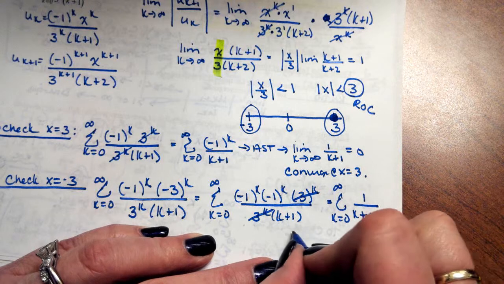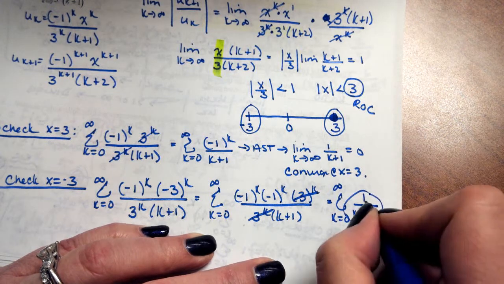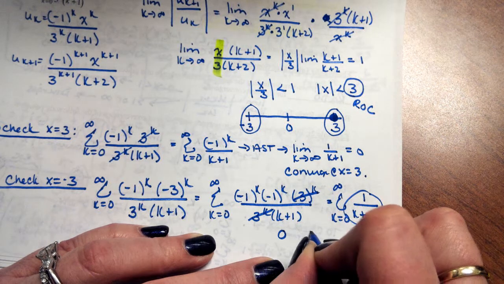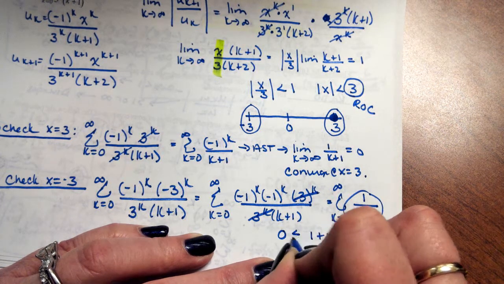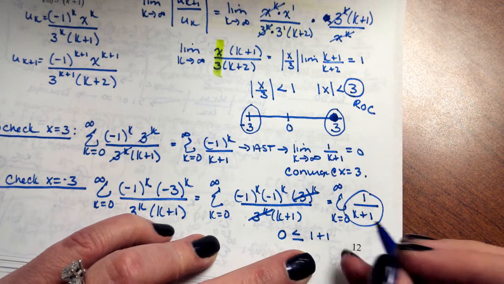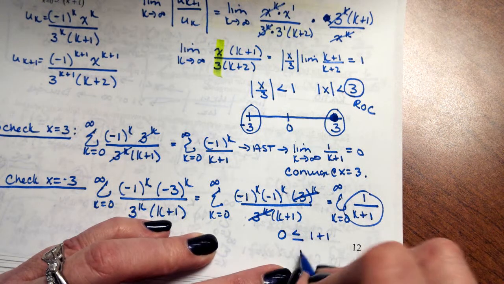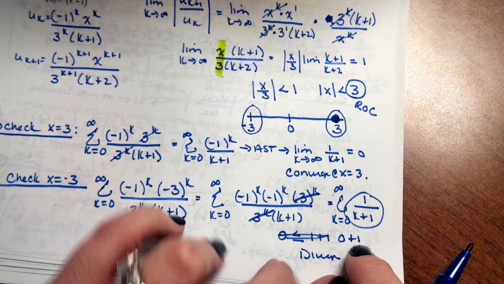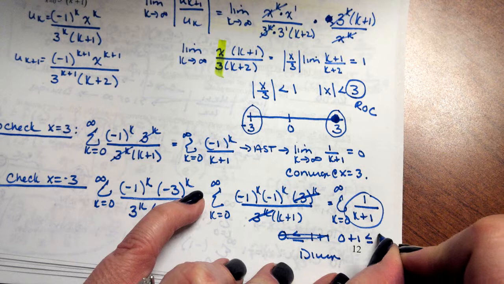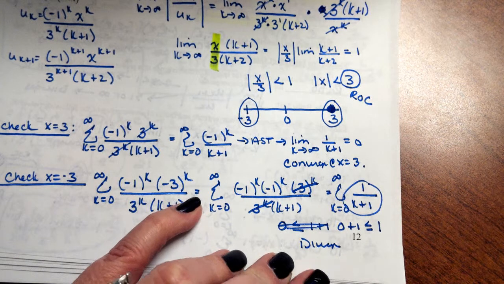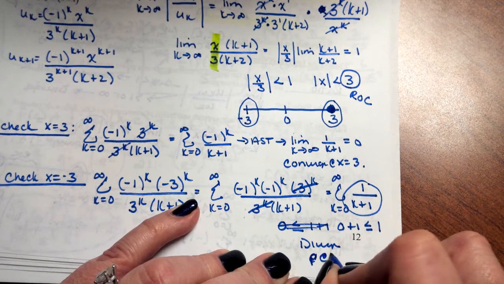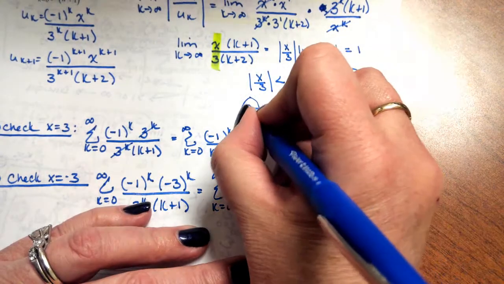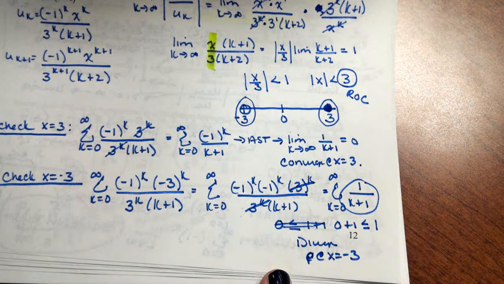So I can use my polynomial test. This is a polynomial. So the degree of the numerator is 0, and again I'm comparing it with the degree of the denominator, 1. Excuse me, I should write 0 plus 1. It's the degree of the numerator plus 1 is less than or equal to the degree of the denominator, which is 1. So I know it diverges at x equals negative 3. So I know that I'm not going to include negative 3 in that interval of convergence.